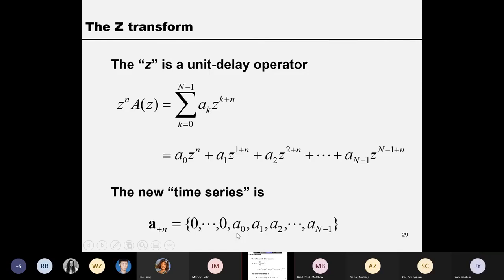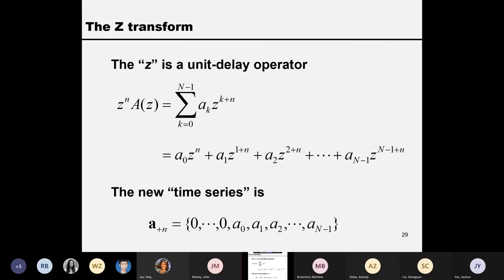To the right-hand side. If we have a negative power, of course, it shifts towards the left-hand side. So again, that is a unit delay operator. That's straightforward, right? Mathematically easy, and physically also easy to understand. Have you learned this transform before? No? That actually leads to the Fourier theory.